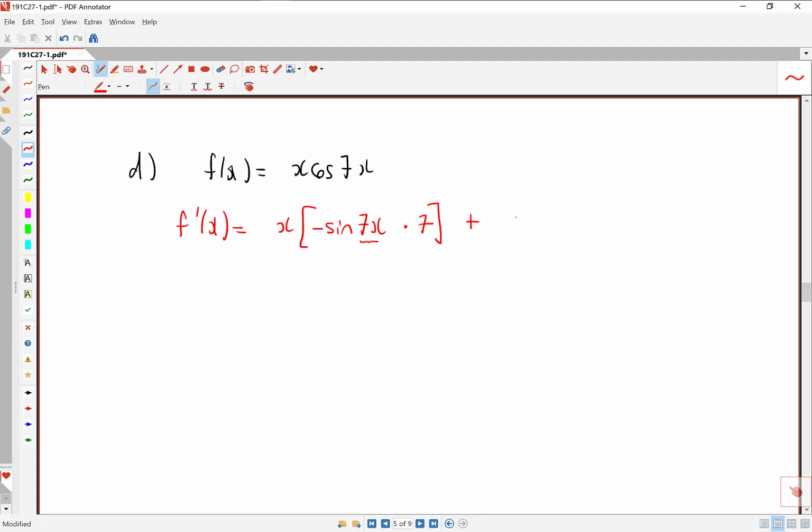Then we go the other way around. We take our second factor, cos of 7x, and multiply it by the derivative of our first factor, which is just 1. And then we can clean this up. So things that would be written towards the front would be the minus 7x. So the x, the minus 1, and the factor of 7 all go to the front. So I have minus 7x times sine of 7x, and then plus cos of 7x. So that's a little bit of practice with the product rule. It's been a little while since we've seen that.